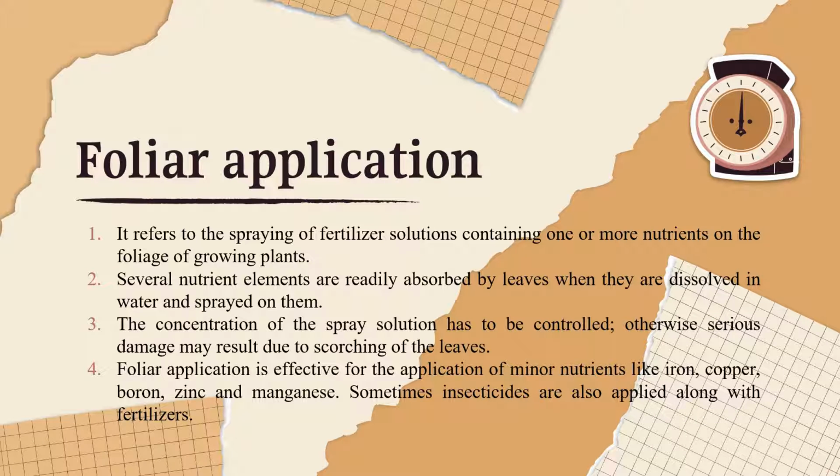Foliar application. It refers to the spraying of fertilizer solutions containing one or more nutrients on the foliage of growing plants. Several nutrient elements are readily absorbed by leaves when they are dissolved in water and sprayed on them. The concentration of the spray solution has to be controlled. Otherwise, serious damage may result due to scorching of the leaves. Foliar application is effective for the application of minor nutrients like iron, copper, boron, zinc, and manganese. Sometimes, insecticides are also applied along with fertilizers.